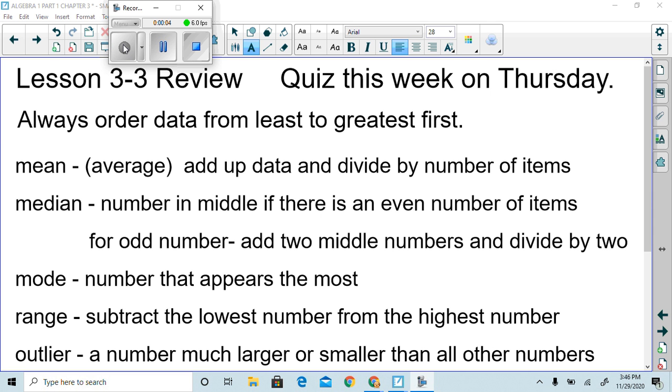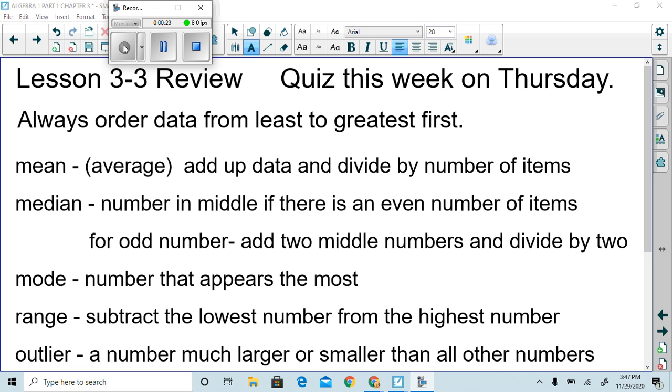Looking back to our last lesson, we were working on measures of central tendency. We were looking at mean, median, mode. We then talked about range and briefly introduced the outlier. So once again, what do all these terms mean so that we can easily identify or calculate them?